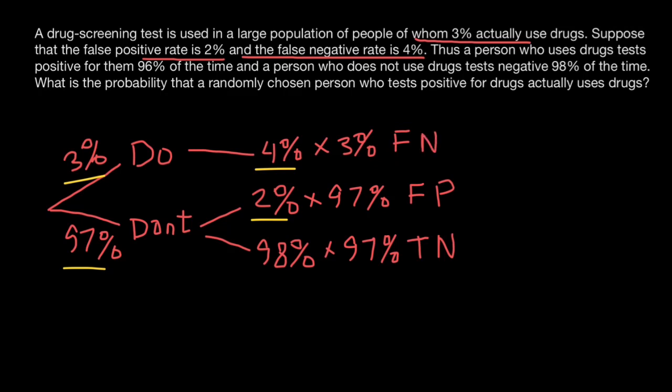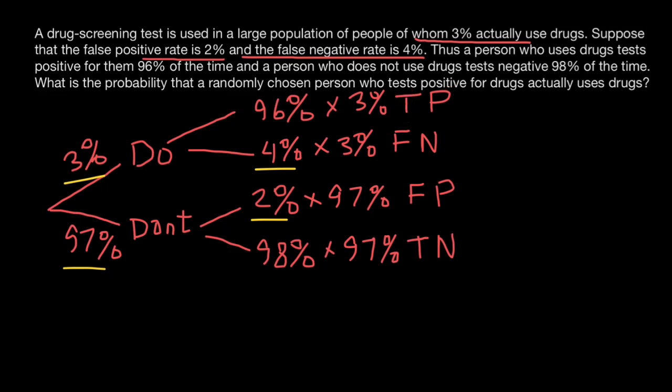And if we have 4% here, that means that 96% of the people who do use drugs, after the test, the test would show that they use drugs. So this is going to be true positive. And the frequency of this category is going to be 96% times 3%. Again, next sentence: thus, a person who uses drugs tests positive for them 96% of the time. Use drugs and 96% would be tested positive.